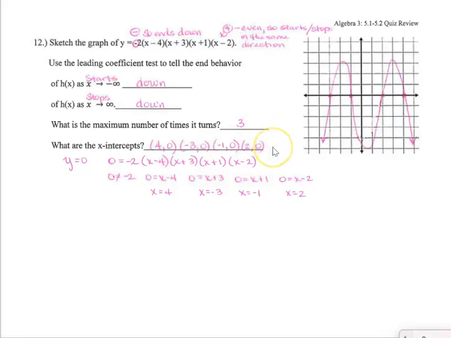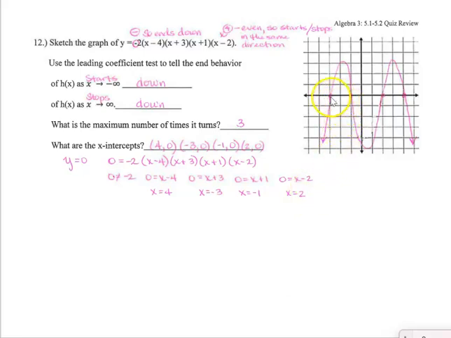And then they asked us for our x-intercepts. Remember, x-intercepts are solutions, roots, zeros. So I can just put 0 in the place of y and solve this. If I set y equal to 0, I'm going to set each of those factors equal to 0. So 0 doesn't equal -2, and I can toss that. But x minus 4 equals 0, x plus 3 equals 0, x plus 1 equals 0, and x minus 2 equals 0. That gives us solutions of 4, -3, -1, and 2.